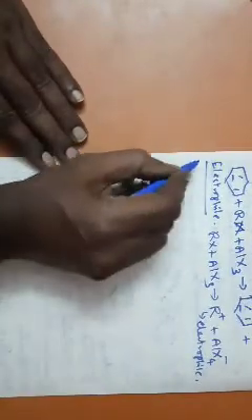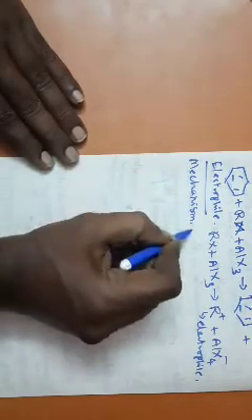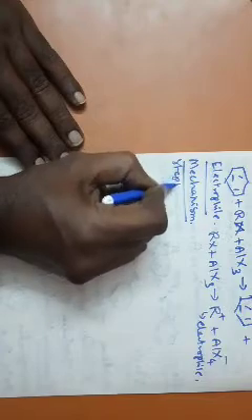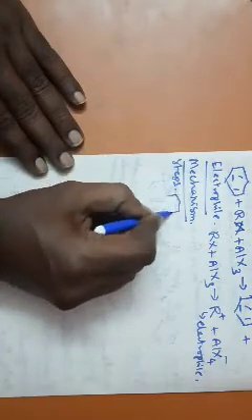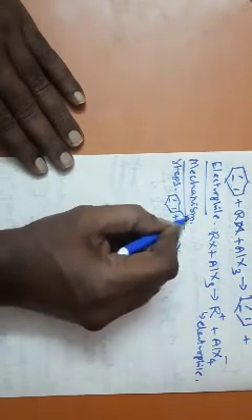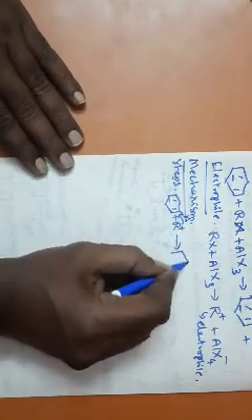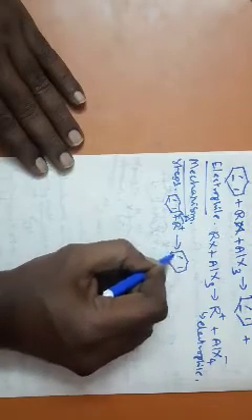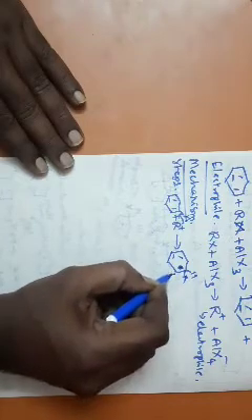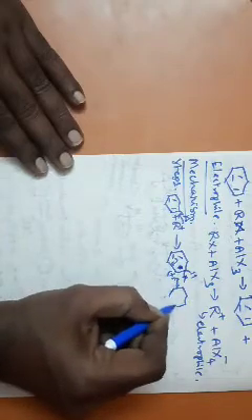As usual, the mechanism involves two steps. Step 1: benzene and R plus, the alkyl carbocation attacks over this carbon. As a result, you are getting an intermediate. This is used for the sigma bond formation. Now this is delocalized. You get the resonance structures.